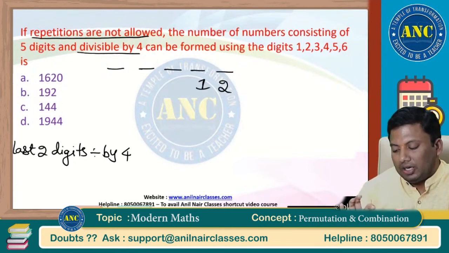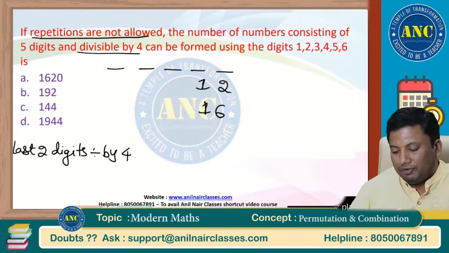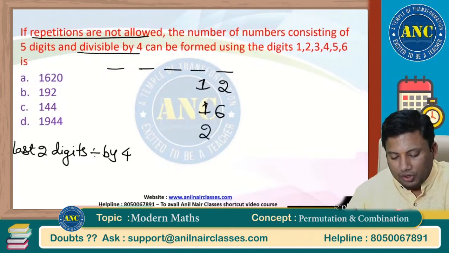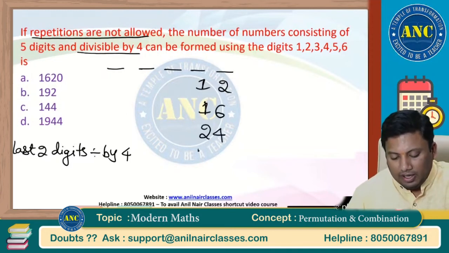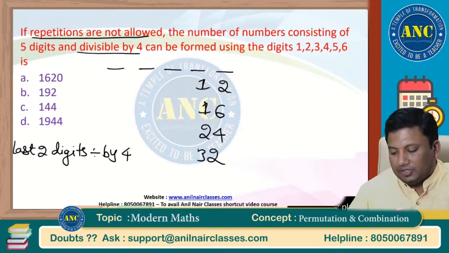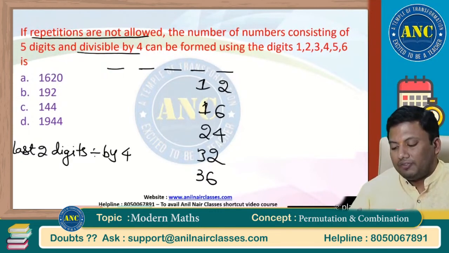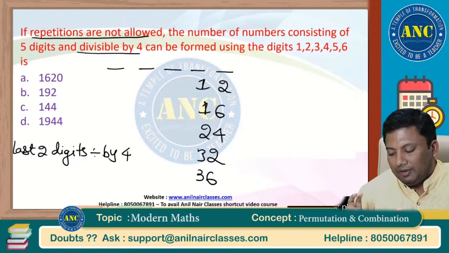12 is divisible; 13, 14, 15 not divisible; 16 is divisible by 4; 21 not divisible; repetition is not allowed; 24 is divisible; 26 not divisible; 32 is divisible; 36 is divisible; 41, 42, 43, 44 (repetition allowed, so not valid), 45, 46.